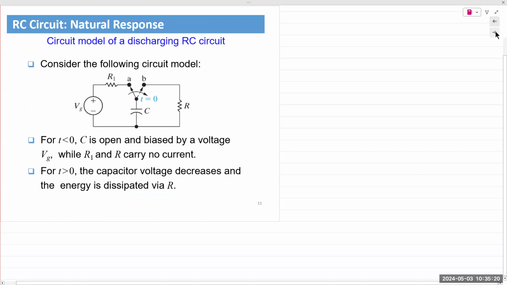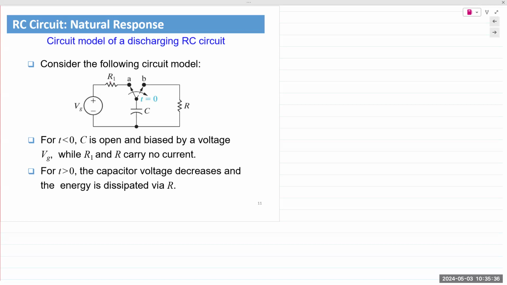Any questions before I go to RC? Same thing here, same concept. You have a capacitor, and the switch was flipped from A to B. So you analyze the circuit at A, then you analyze the circuit at B.